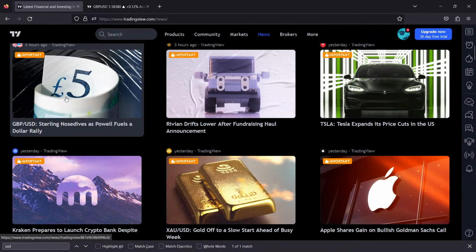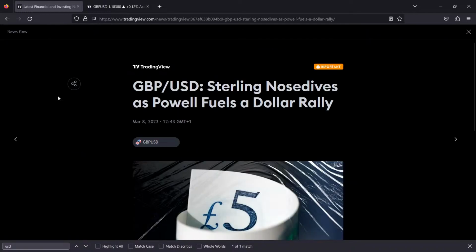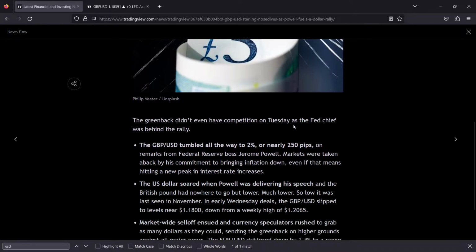Heading to the news, trading news top stories again. I've seen that today they have published the news about Pound USD. Let's check it out. Okay, it is about dollar rally. So if that's the case, for sure that's not going to be good news for this chart, the GBPUSD. As you can see, it has tumbled all the way to 2% or nearly 250 pips.